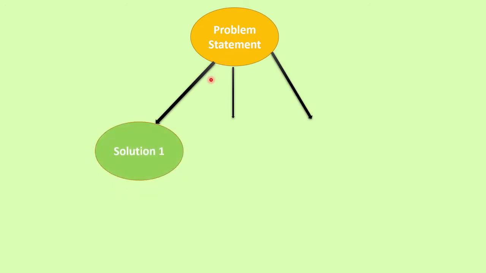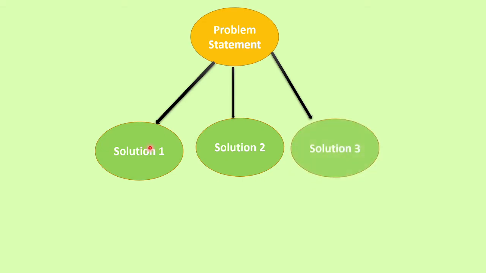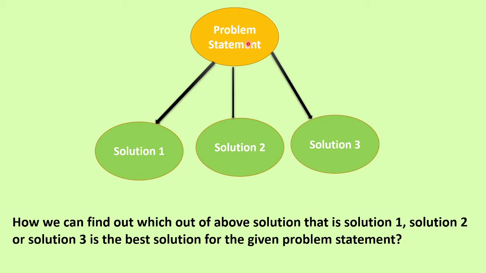Now, for a given problem, there can be many solutions. It is not always one solution. For example, to prepare one dish, there are many recipes. It's not only one recipe. Like that, for any problem in the software world, there are many solutions. Now, this particular problem statement has three solutions. This problem can be solved using three ways.